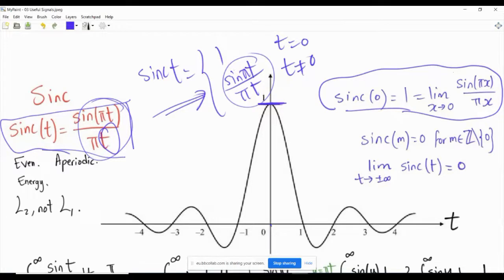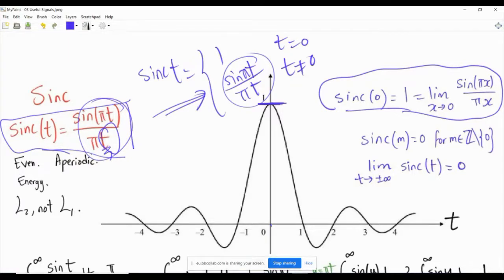The sinc function is aperiodic. Okay, so it has this sine, but it is divided by t, and so it will decay, and so it does not repeat itself. It is an aperiodic signal. It is an even signal, so sinc of minus t is equal to sinc of t. And the reason it's an even signal is that the sine function is an odd function, and the linear function here, t, is an odd function, and an odd over odd function will give you an even function.